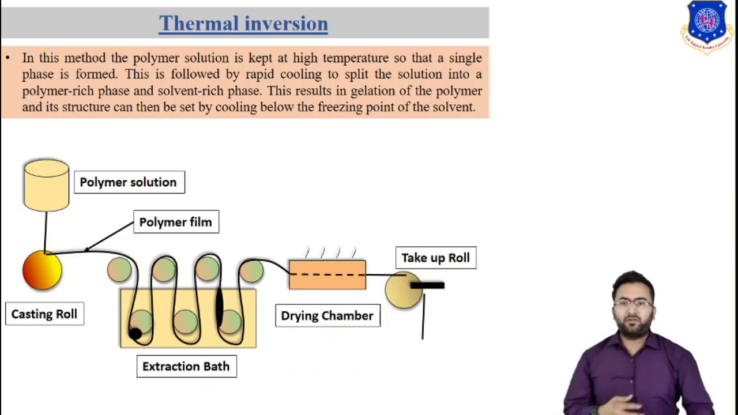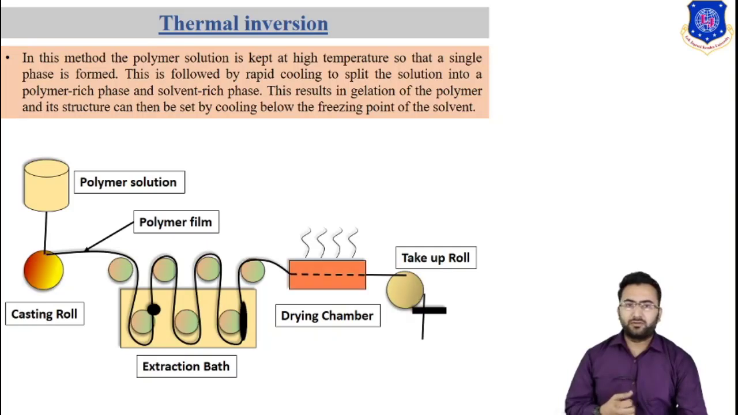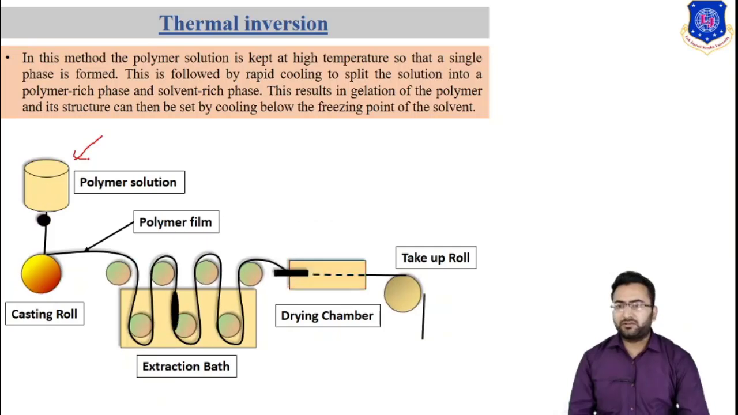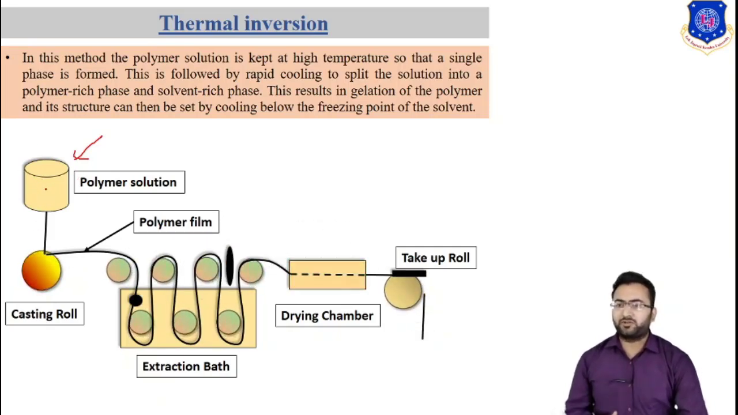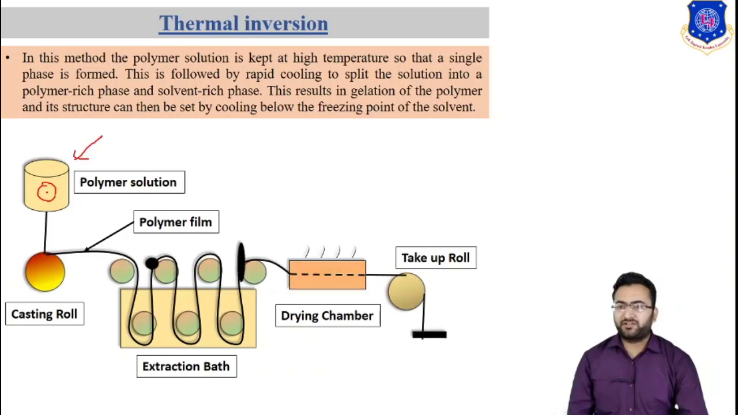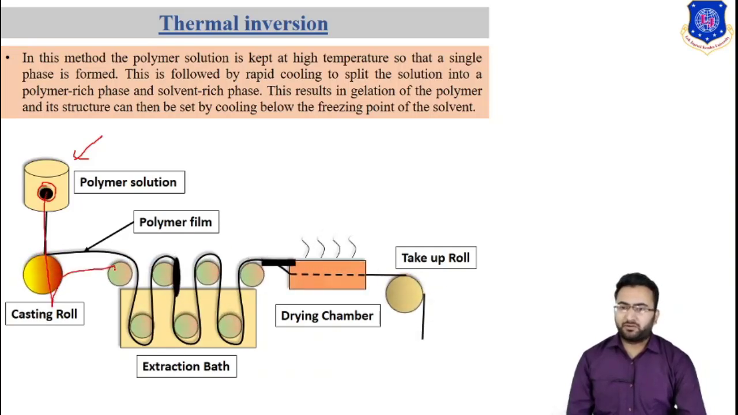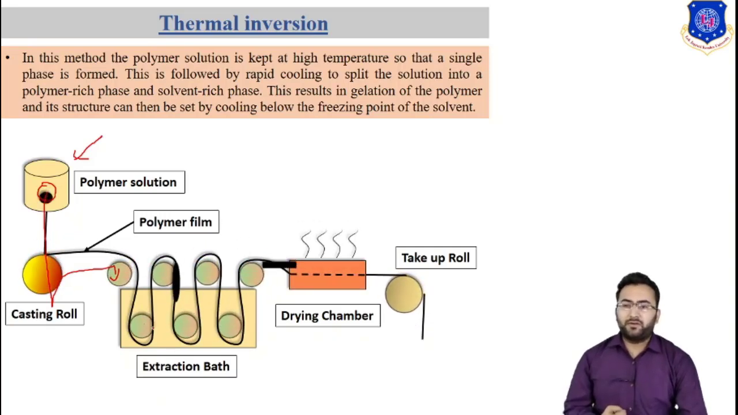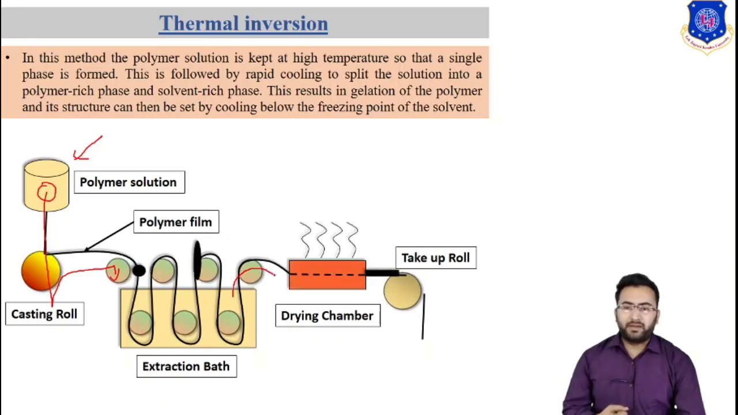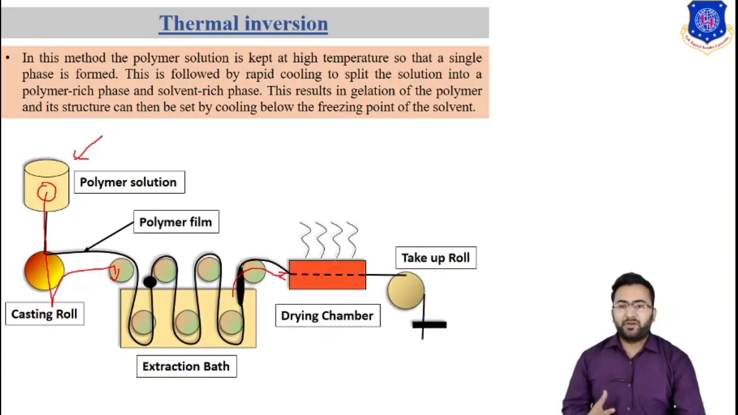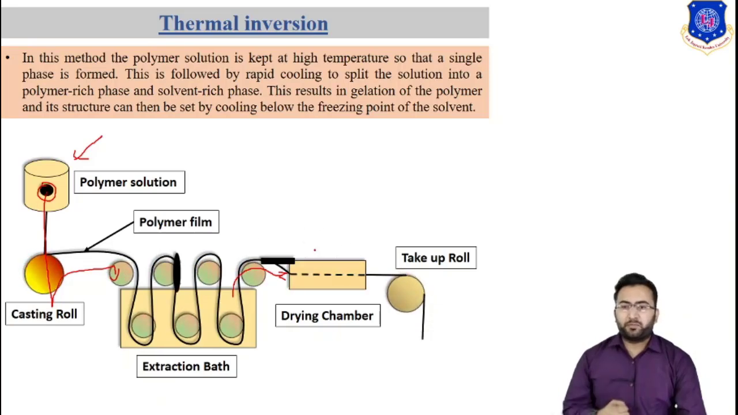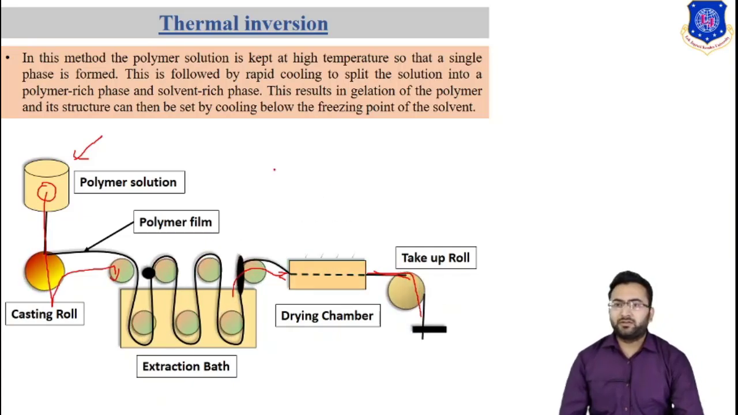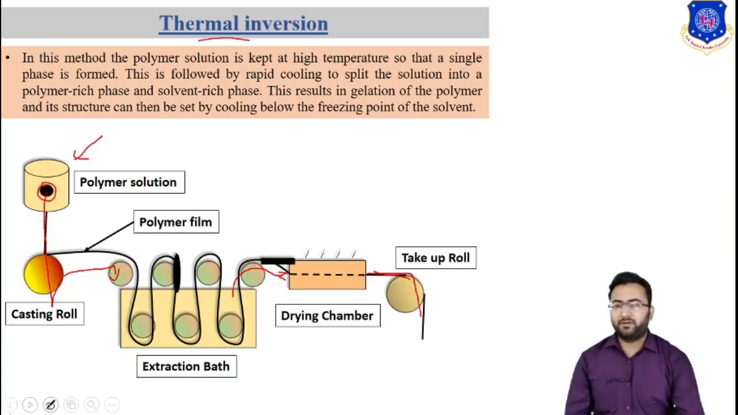This arrangement is shown in this figure. In this figure, there is one polymeric solution storage. From the polymeric solution storage, this solution or mixture goes through the casting roll to the extraction bath, in which the polymer solution converts into the polymer film and goes to the drying chamber where the phase inversion process takes place and we can get a flat sheet of the membrane. So this is all about the thermal inversion process.